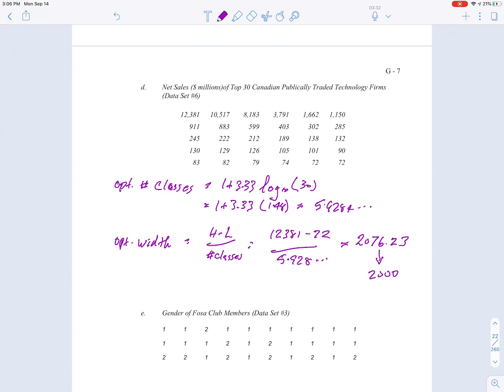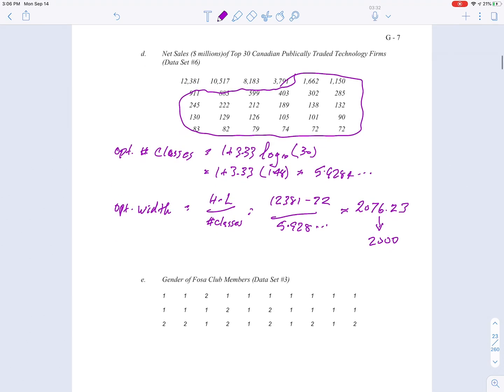That's intuitively better. Now, here's the problem with that. How many actually fall in the first class? Almost all of them. Take a look here. All of those guys fall in the first class. We're going to talk about that problem in a bit here. So let's just hang on to that one.